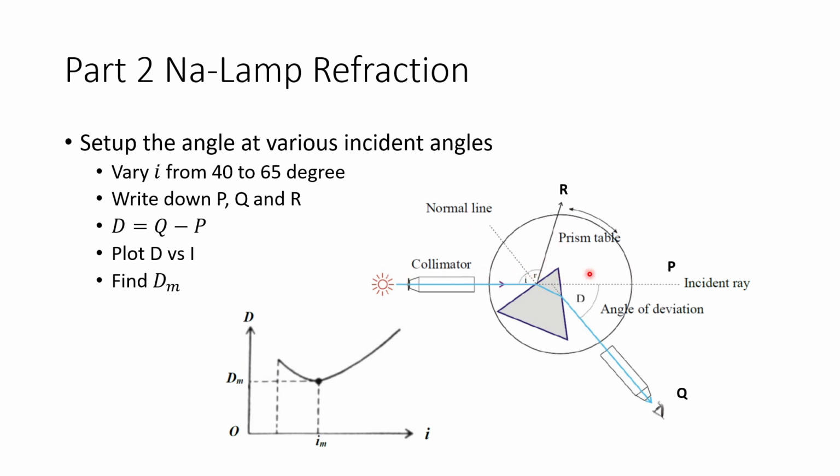By observing the other angle, you would be able to calculate D. You want to vary I from 40, 45, up to 65, and then plot D versus I, the angle of deviation versus the angle of incidence. Then you want to find the minimum angle of deviation right here. Okay, so this is part 2.